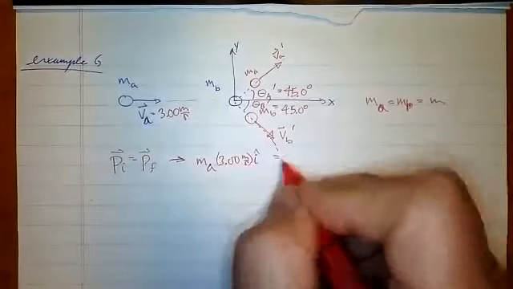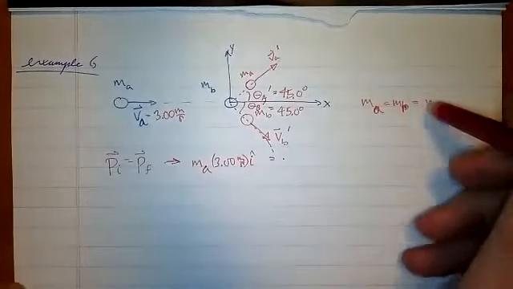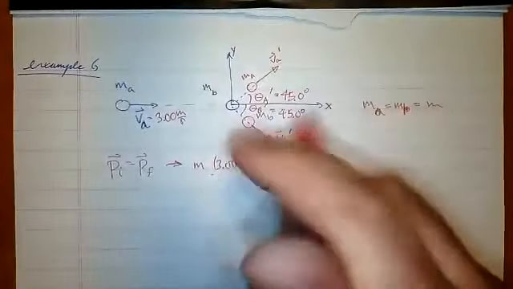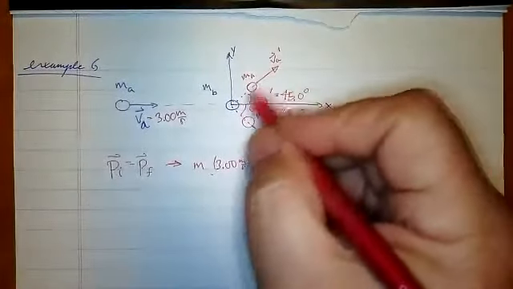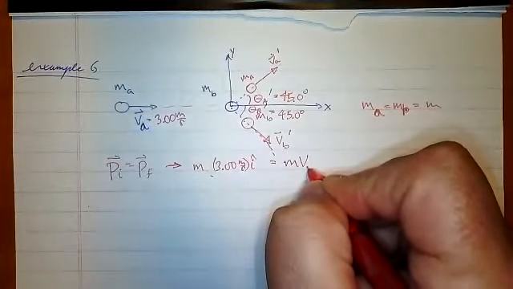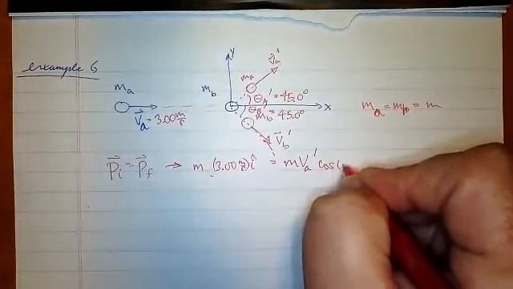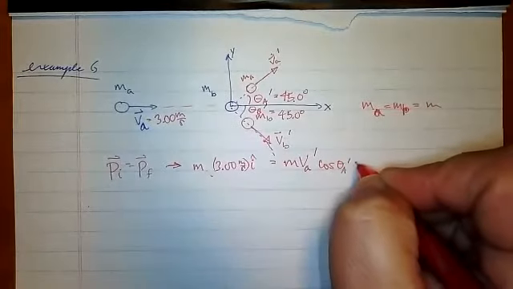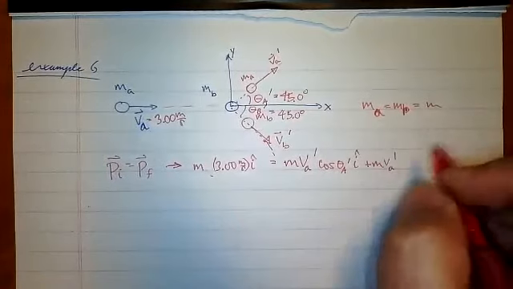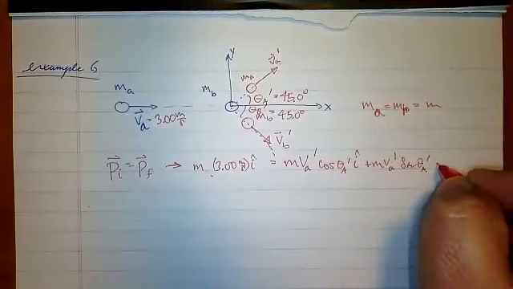Now, after the collision, p final is going to be, since we already decided that m sub a equals m sub b equals m, I'm just going to call that m so it'll make it a little easier. This one has a velocity v a prime. So that's going to be m times v a prime times the x coordinate, which would be cosine theta a prime, in the i-hat direction, plus m v a prime sine theta a prime in the j-hat direction.